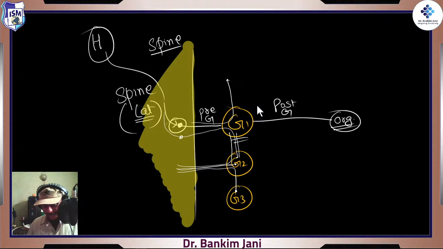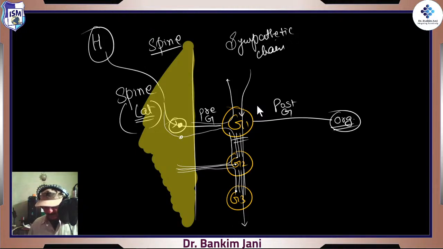So in other words, all these sympathetic ganglia are connected with each other. So that's how they are connected, and that's what is called the sympathetic chain, right? That's what is called the sympathetic chain. This whole thing is called a sympathetic chain.